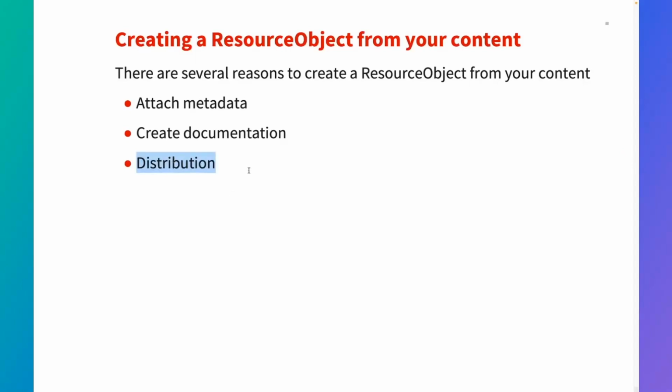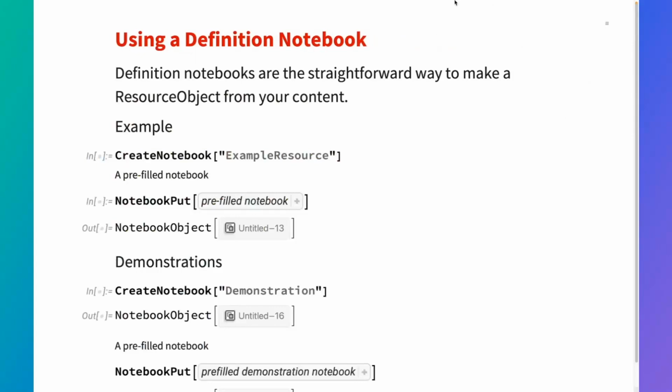Distribution is the big reason, right? This is the real reason why you want to create a resource object. So once you've created your resource object, then putting it out into the world through one of two different ways, which we'll talk about coming up in a minute, is straightforward. So that's really the best motivating reason to use a resource object. Come on, page down. There we go. All right.